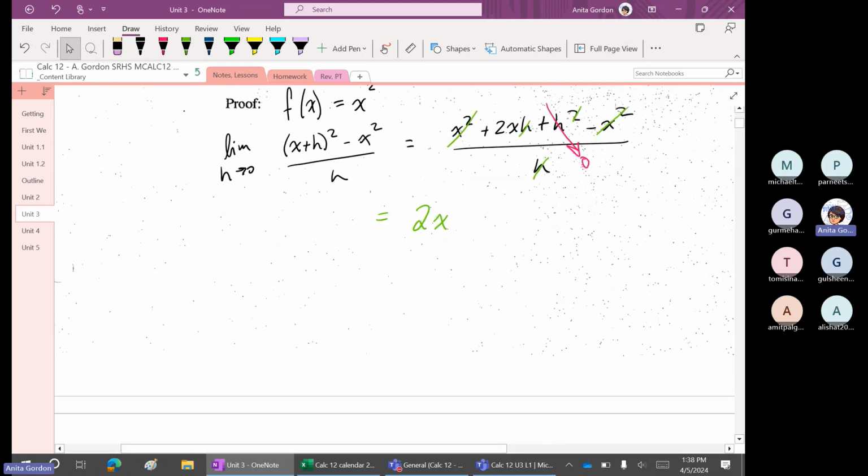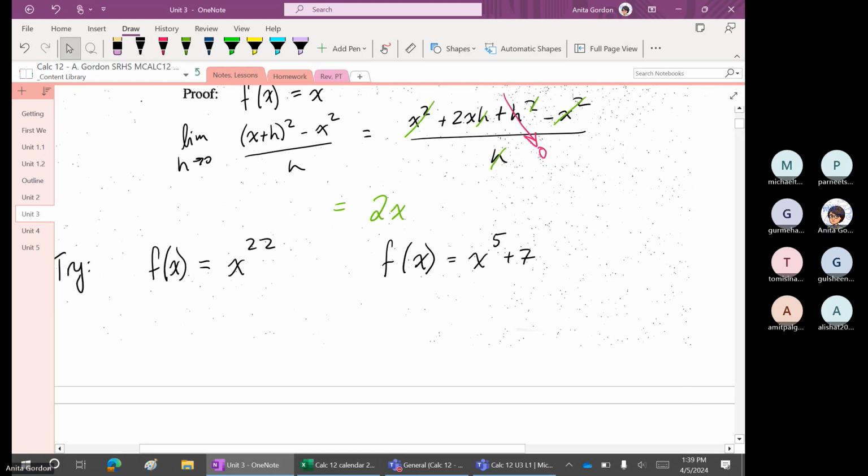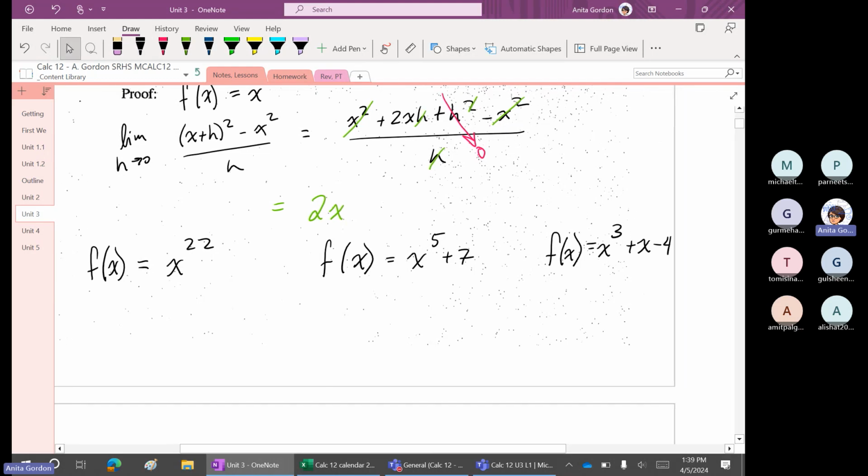Okay, so for example, try on your own: if f of x equals x to the 22, or if f of x is x to the 5th plus 7, or if f of x is x cubed plus x minus 4, using what we just identified, the power rule and the constant rule. What would these derivatives be?